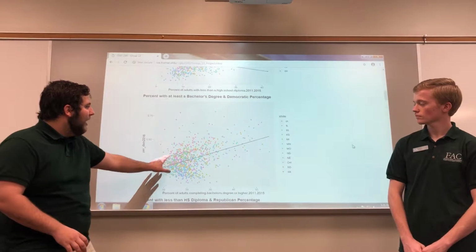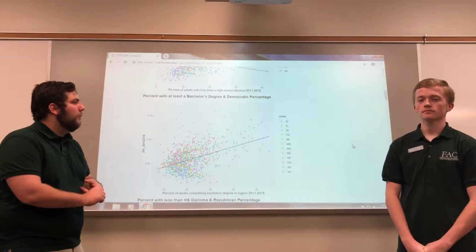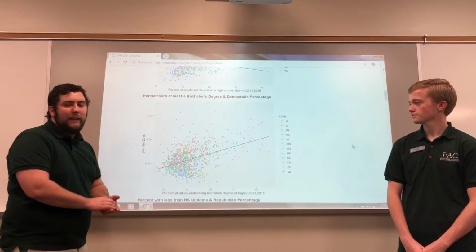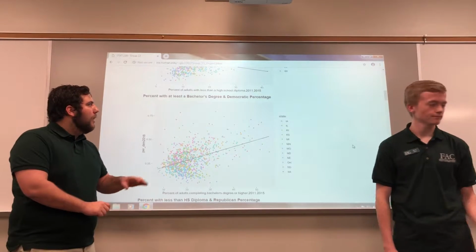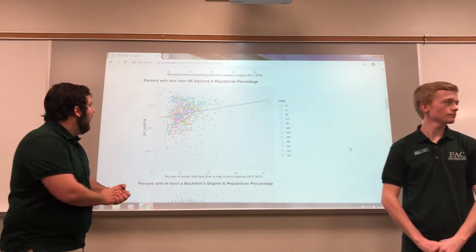You have a big grouping down here, and as you go farther right on the graph, you see those individual data points start to move up on the graph, signifying a higher percentage of Democratic voters in those individual counties. We're now going to switch our y-axis and look at the other party in our political environment.